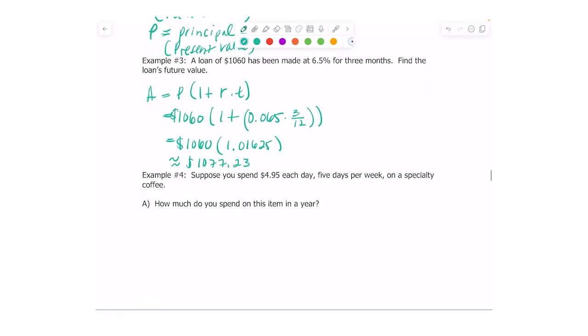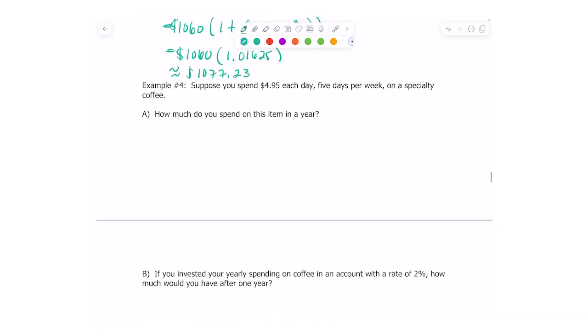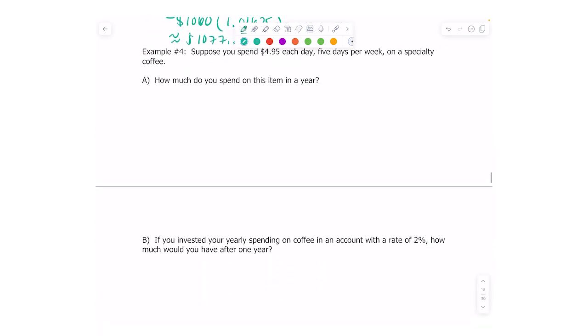Let's suppose you spend $4.95 each day, 5 days per week on a specialty coffee. We want to answer 3 questions about this. First, how much did you spend on the item in a year? If you invested your yearly spending on coffee in an account with a rate of 2%, how much would you have after 1 year? So in other words, you want to think about your spending. We kind of talked about that in the previous section when we looked at budgets. And you want to think about how much money you're using each year on certain things in your life, and maybe you could be using it in a different way to ultimately earn some more money.